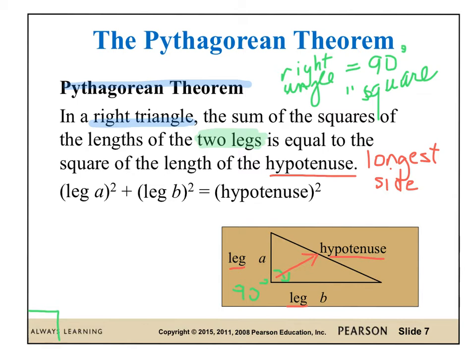And if you take the measurement of each leg and square it and add those together, the sum of their squares is the same as the square of the hypotenuse. And that's what this formula tells us. A lot of times we see this formula as A squared, which is the measure of leg A, plus B squared, which is the measure of leg B, is equal to C squared, because generally we use C to represent the hypotenuse. And remember that C is always across from the right angle.